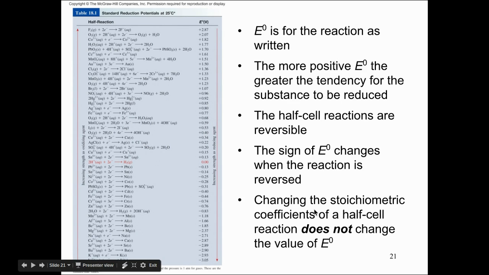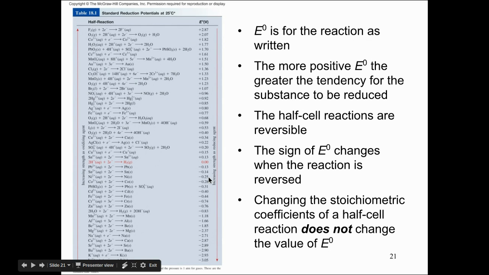Now, changing the coefficients in a reaction, say you're balancing a redox reaction and you have to change coefficients, does not change the value of E naught. So these values do not change with changing coefficients. They get flipped when you reverse a reaction, but they do not change with changing coefficients.